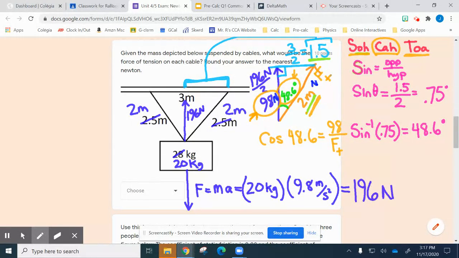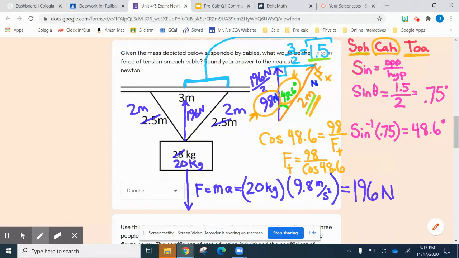This is getting to be a really messy board. All right, so what we have to do is multiply both sides by the force of tension and then divide by the cosine of 48.6. So we're going to end up, and I hope I'm not skipping a math step that I shouldn't be skipping, but the force of tension is going to equal 98 divided by the cosine of 48.6. So we're going to go 98 divided by the cosine of 48.6.